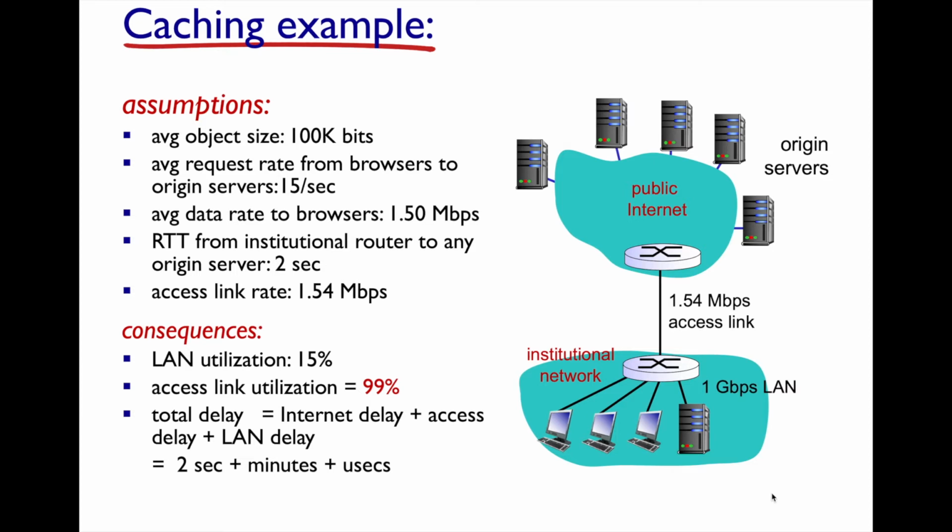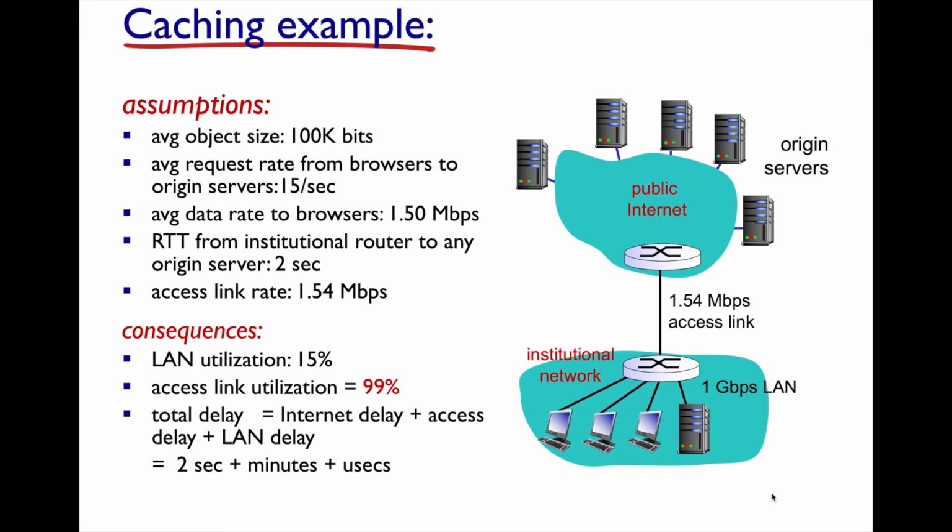And for the sake of argument for this example, each browser is requesting content from the origin servers at a rate of 15 requests per second. So if you want to know the aggregate amount of traffic that's flowing from the origin servers for these objects back to the institutional network, you'd multiply this 100 kilobits times this 15 requests per second. That's 1.5 megabit per second. Okay. So that means on average, data is flowing from the origin server back across the institutional access link to the institutional network at a rate of 1.5 megabit per second.